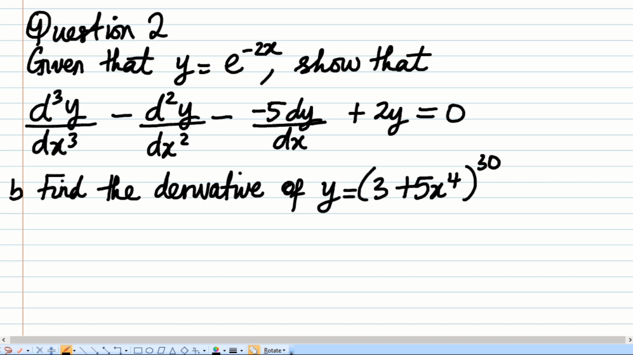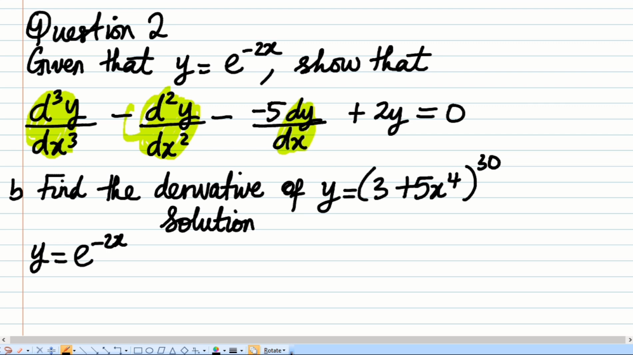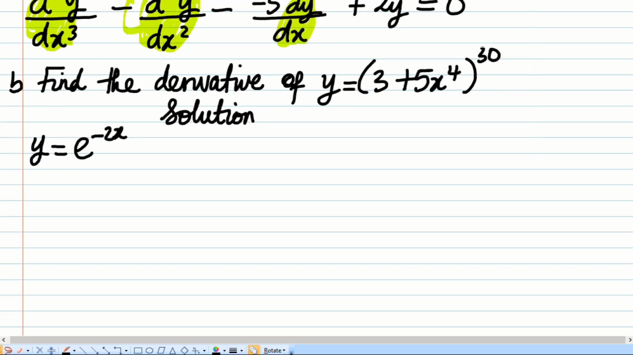So it means we need to find dy dx, because you can see dy dx there. So we get dy on dx, and we get the second derivative, that's d squared y dx squared, and we also get the third derivative. So our first task is to differentiate y 3 times. So this is the solution of the a part. So we have y is equal to exponential minus 2x.